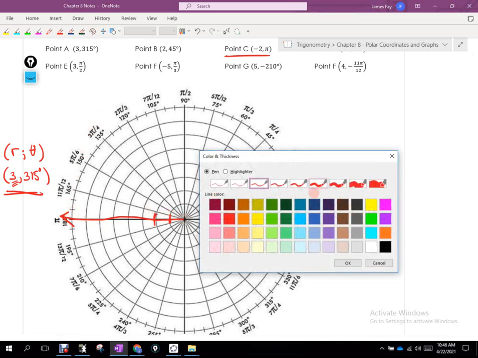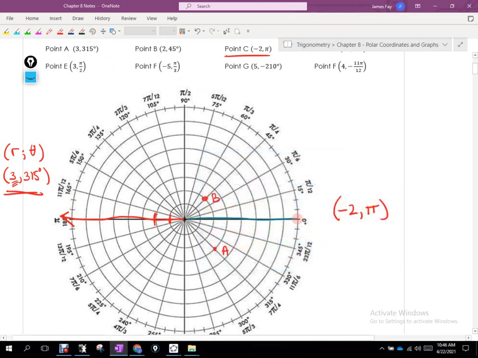Negative 2 is actually on the opposite ray. I would go out to there. Okay? So that point right there is negative 2, pi. Whenever your R value is negative, you travel to the angle in the terminating ray as you always would. But if your R value is negative, you then travel in the opposite direction that many units. Does that make sense? Okay.